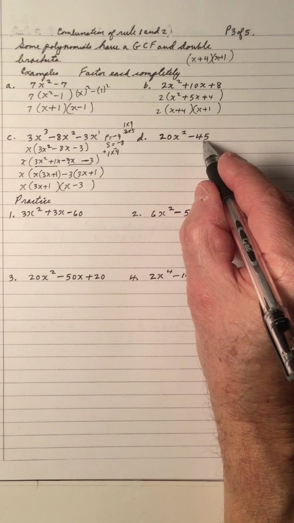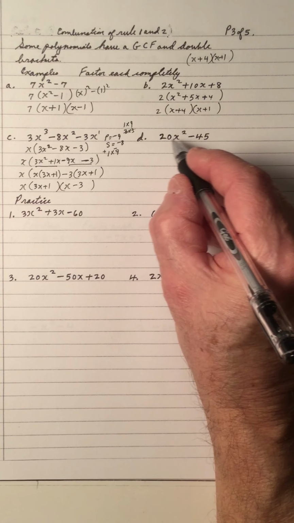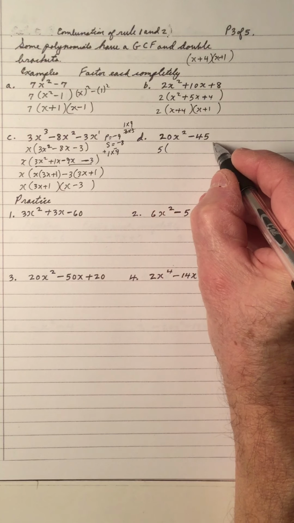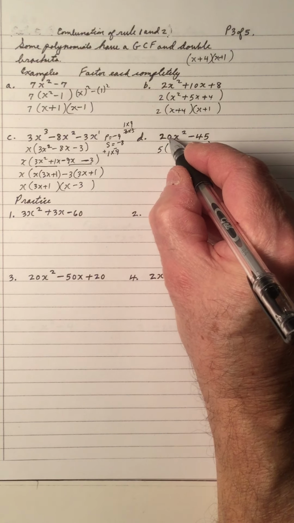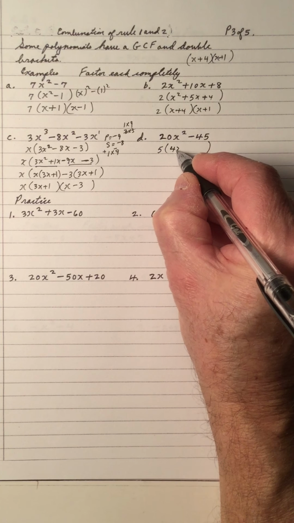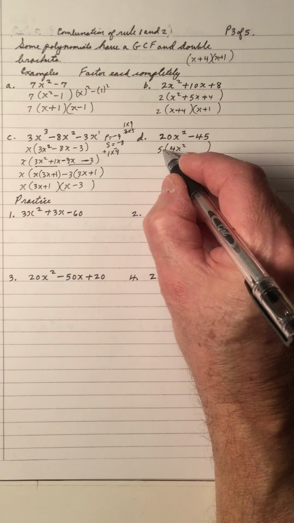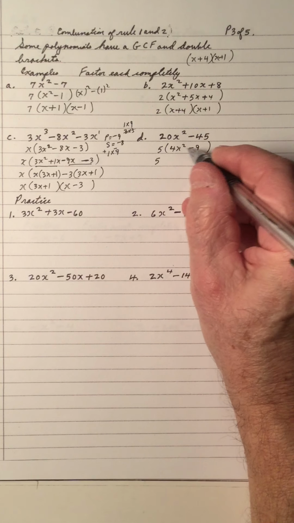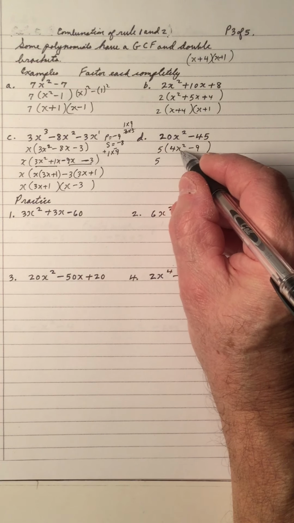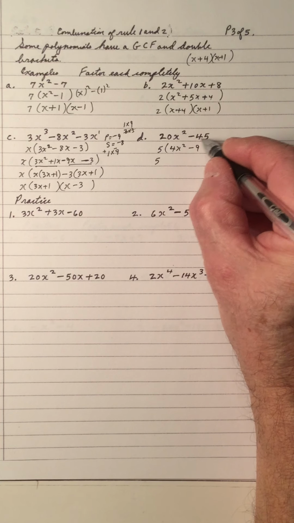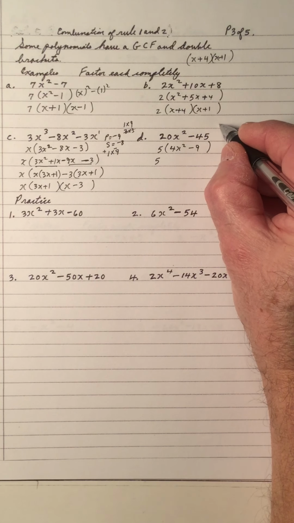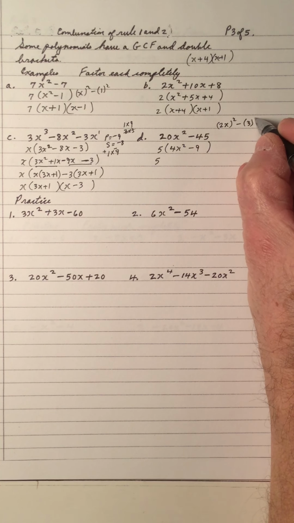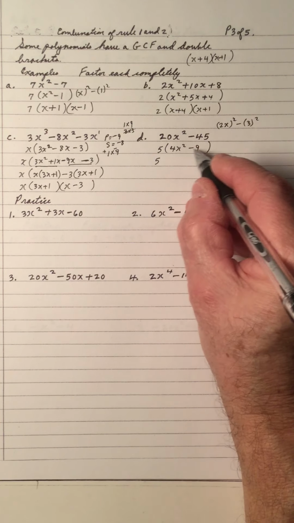Now, what's common here? I don't see an x, but I see a 5. Oh, 5 is a GCF. That's in 20 and 45. So 20 divided by 5 is going to give you the 4x squared. 45 divided by 5 is going to give you a negative 9. And notice we have a quadratic, a 4x squared minus 9. So that's a 2x being squared and a 3 being squared. So that's the difference of two squares.